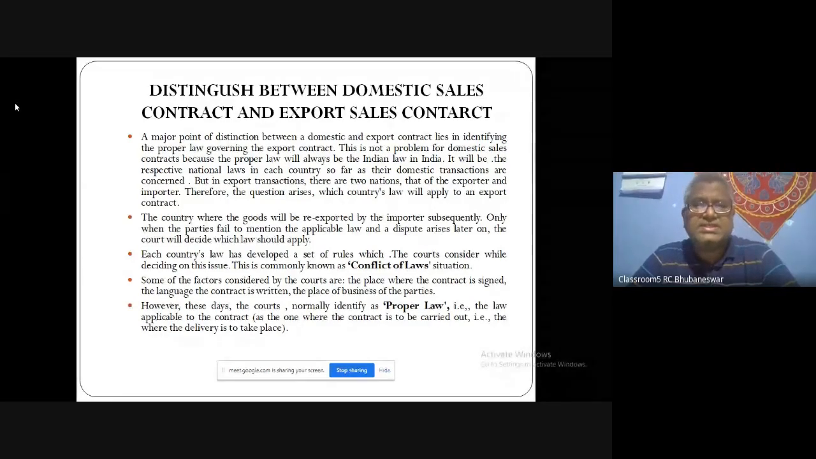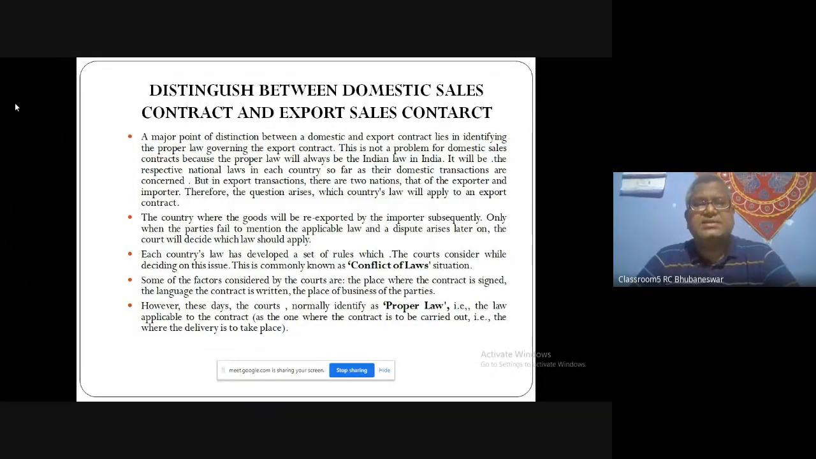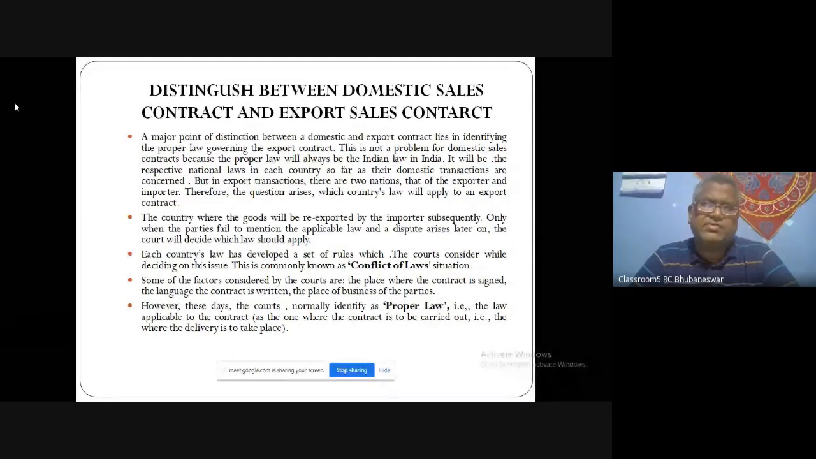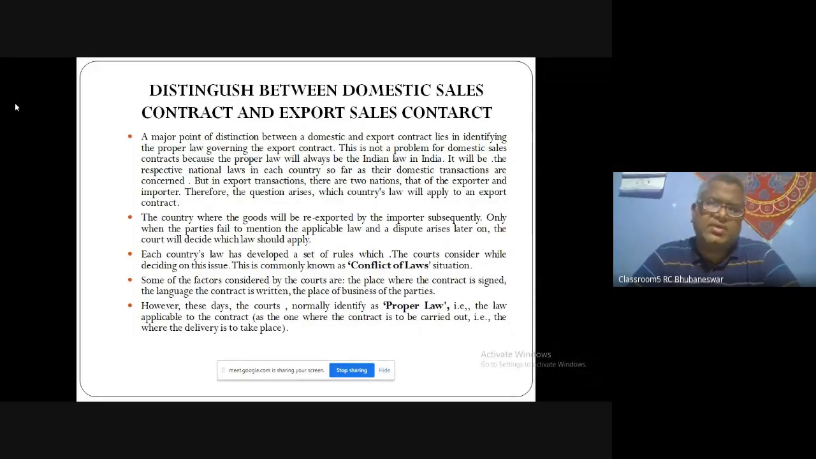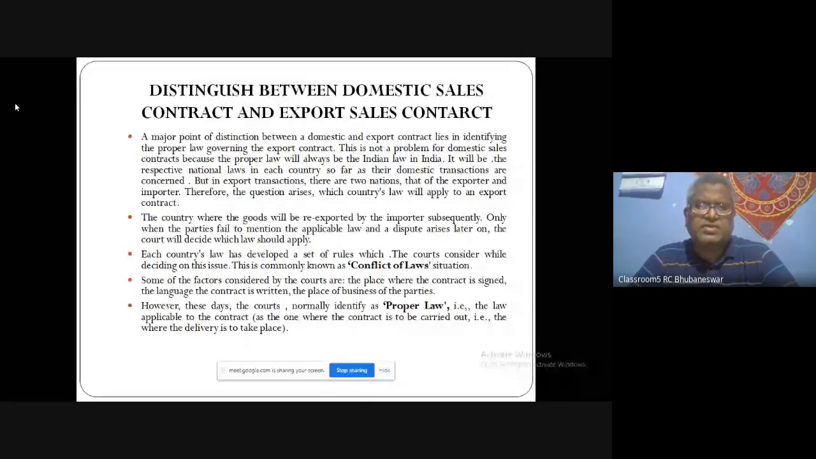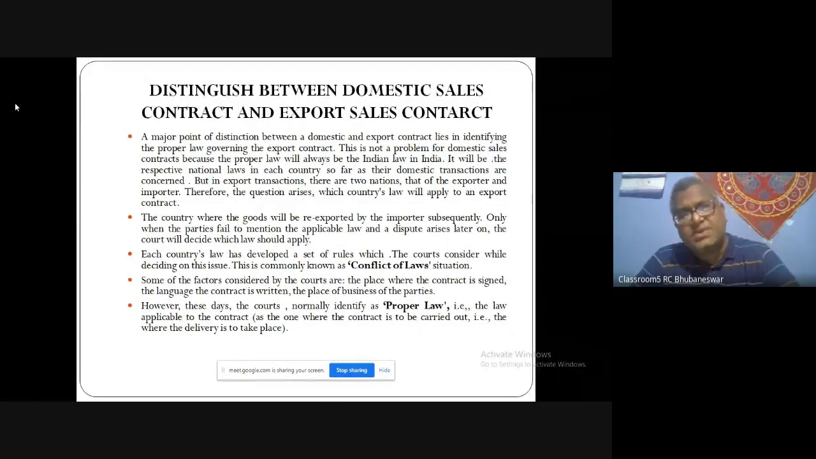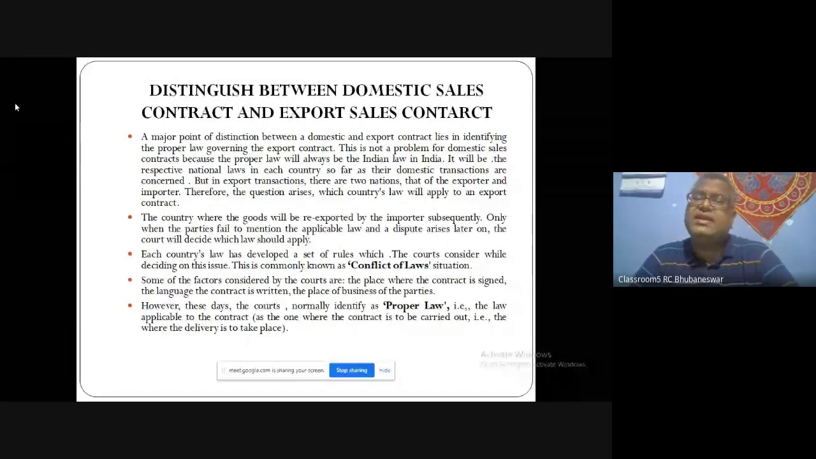But the question here is, at the time of domestic sales, there is no need for any type of rules and regulations. Domestic sales means within a country you can sell your product, supply your goods, or supply your services. But in a foreign country, if you talk about export sales, there is a need to know about the guidelines and laws.